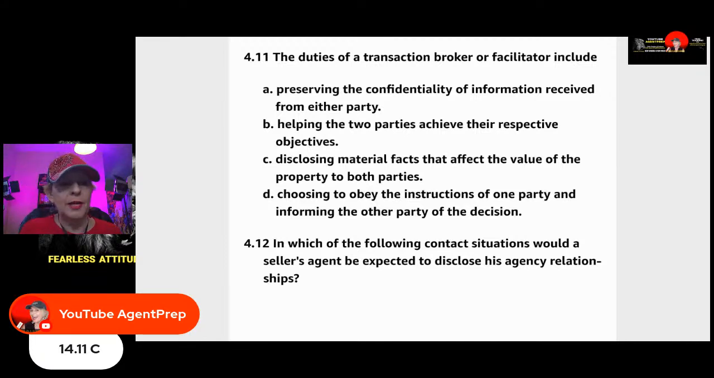So they facilitate the transactions, okay, but don't charge a lot of commission. Again, that is for experienced realtors.